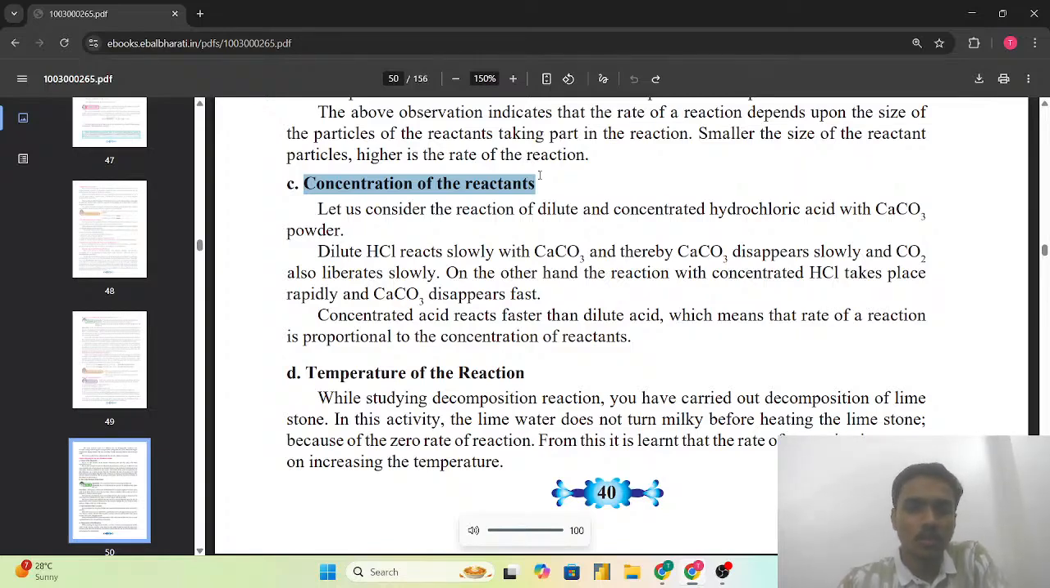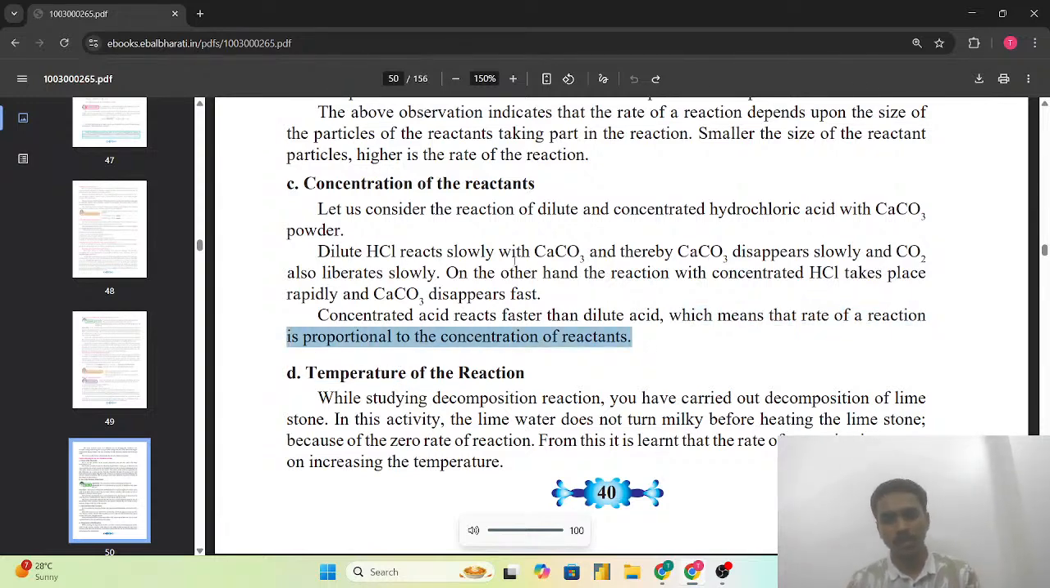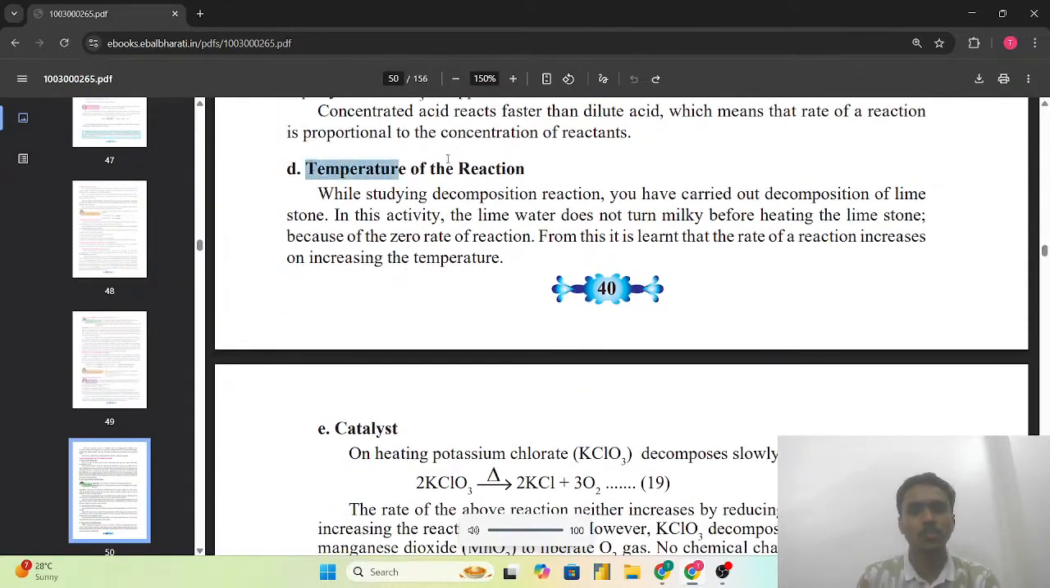So, as we can see here, concentrated acid reacts faster than dilute acid. One more thing to remember: concentrated acid reacts faster than dilute acid, which means that the rate of the reaction is proportional to the concentration of the reactant. As we have seen, dilute HCl reacts slowly as compared with concentrated HCl. So from this we can state that the rate of the reaction depends on the concentration of the reactants. Next part is the temperature of the reaction.